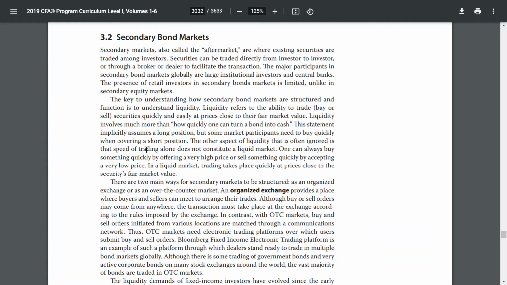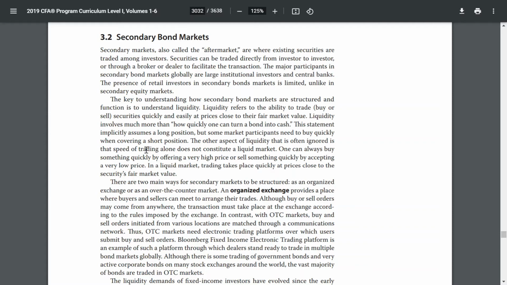The major participants in secondary bond markets globally are large institutional investors and central banks. The presence of retail investors in secondary bond markets is limited, unlike in secondary equity markets. The key to understanding how secondary bond markets are structured and function is to understand liquidity. Liquidity refers to the ability to trade securities quickly and easily at prices close to the fair market value.